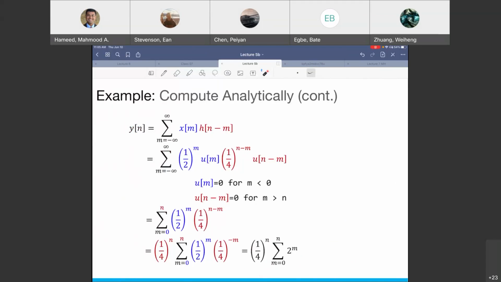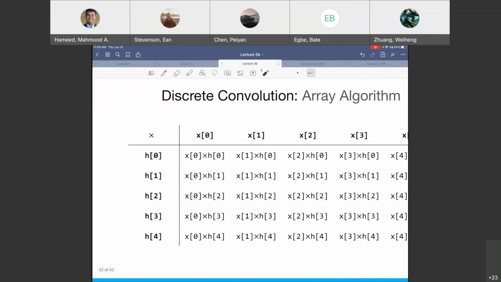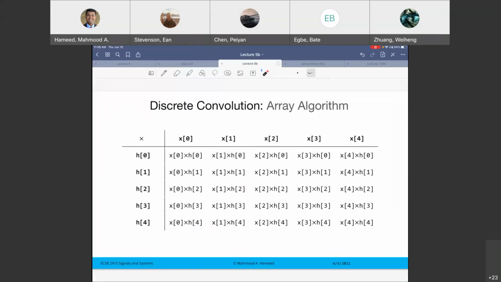All right, questions about this example? Computing analytically means evaluate the summation using the power series equations that you have. 1, 2, 3, next. Calculator to calculate that part?